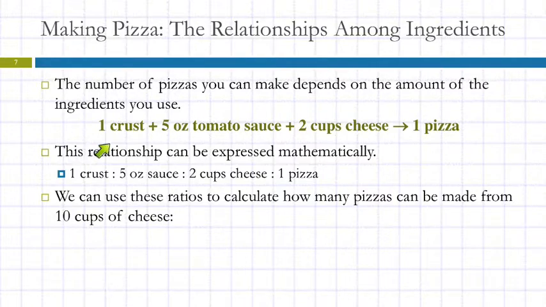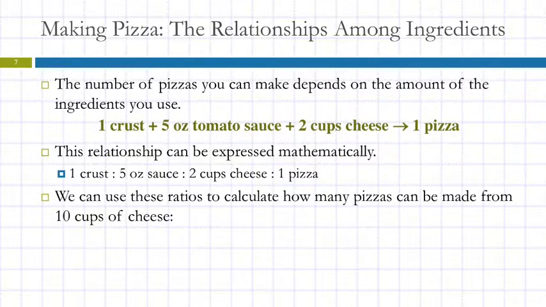So we can think of a recipe for making any kind of food as being like a chemical equation. You take 1 crust and 5 ounces of tomato sauce and 2 cups of cheese, and you make 1 pizza. Now, it's not a very fancy pizza, but it could be called a pizza. How many pizzas you could make depends on the ingredients that you have on hand, right? And we can express those relationships mathematically. We don't tend to do this in the kitchen, but we could.